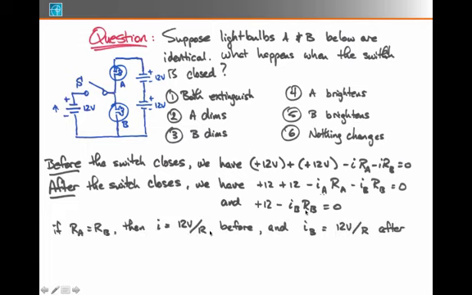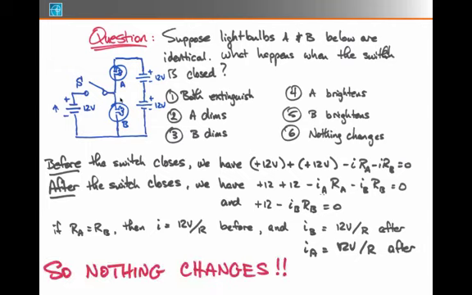Which tells me that since R_A and R_B are the same, the current through that left-hand loop is just 12 volts over R before, and it's 12 volts over R afterwards. And as a result, the current through bulb A is going to be 12 volts over R afterwards. So in the end, actually nothing changed.